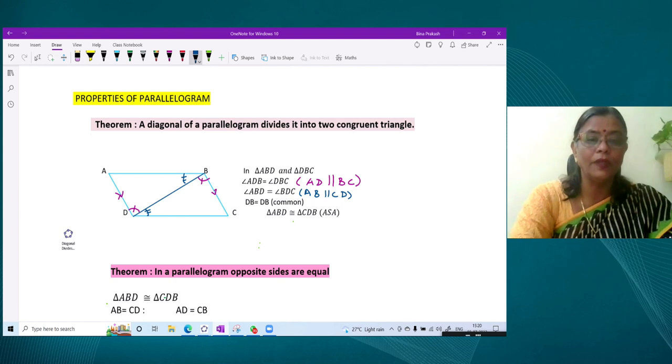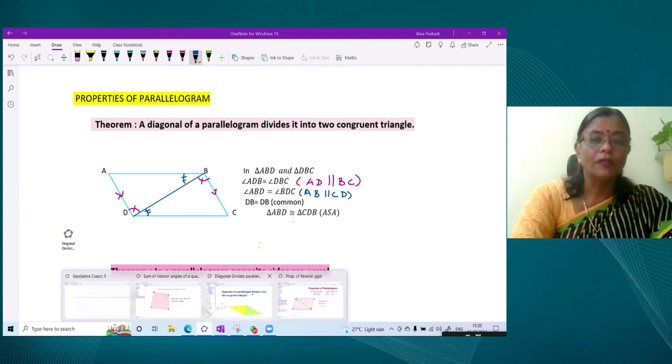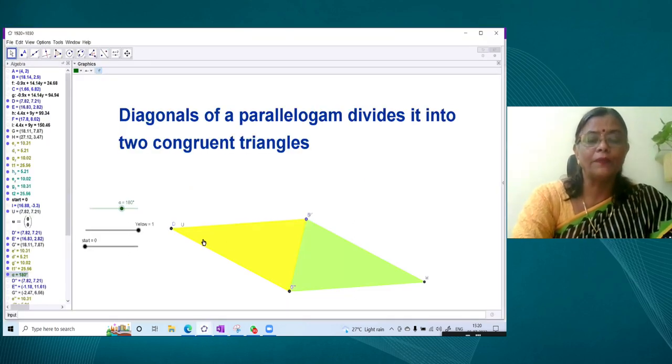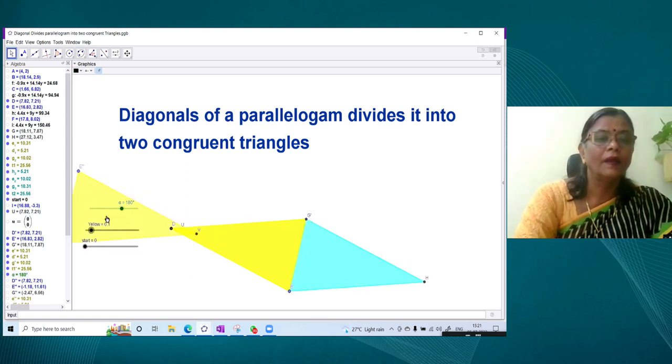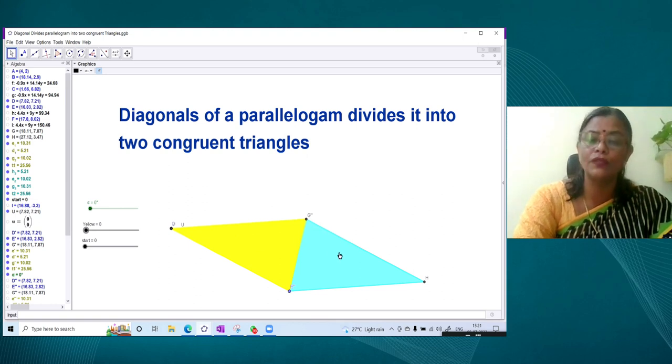If I show you this, look here, you can see a parallelogram. This is a parallelogram, fine. Can you see two different colors? Yes, in blue and yellowish color, two different triangles. So the parallelogram is divided into two triangles by this diagonal. Because of this diagonal, the parallelogram has been divided into two triangles.